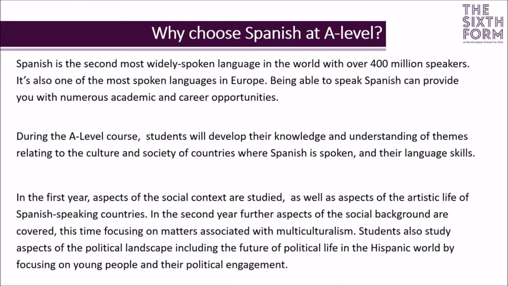During the A-level course, students will develop their knowledge and understanding of themes relating to the culture and society of countries where Spanish is spoken, and their language skills. In the first year, aspects of the social context are studied, as well as aspects of the artistic life of Spanish-speaking countries. In the second year, further aspects of the social background are covered, this time focusing on matters associated with multiculturalism. Students also study aspects of the political landscape, including the future of political life in the Hispanic world by focusing on young people and their political engagement.